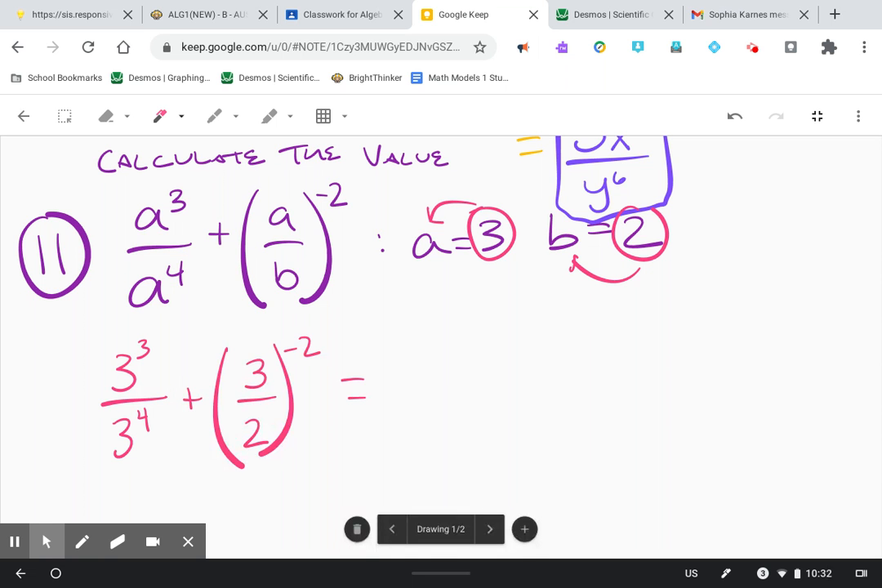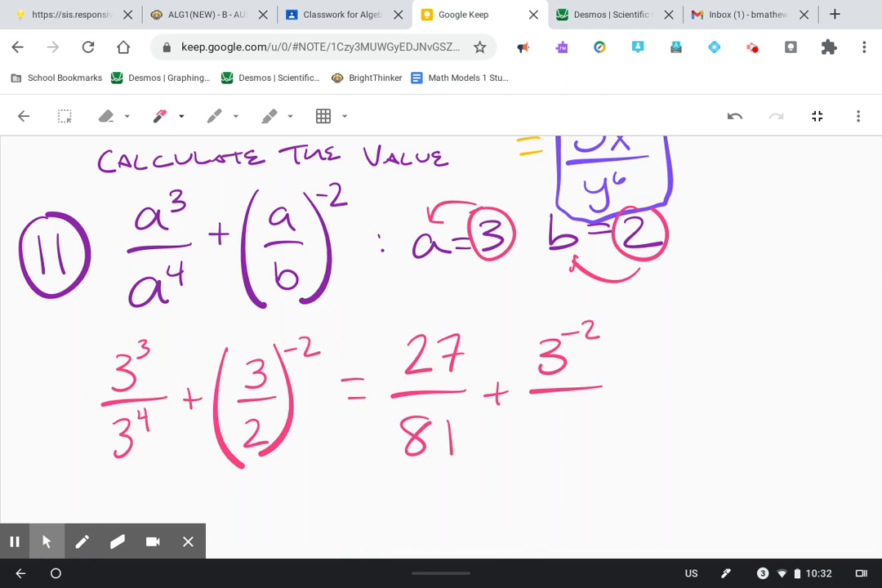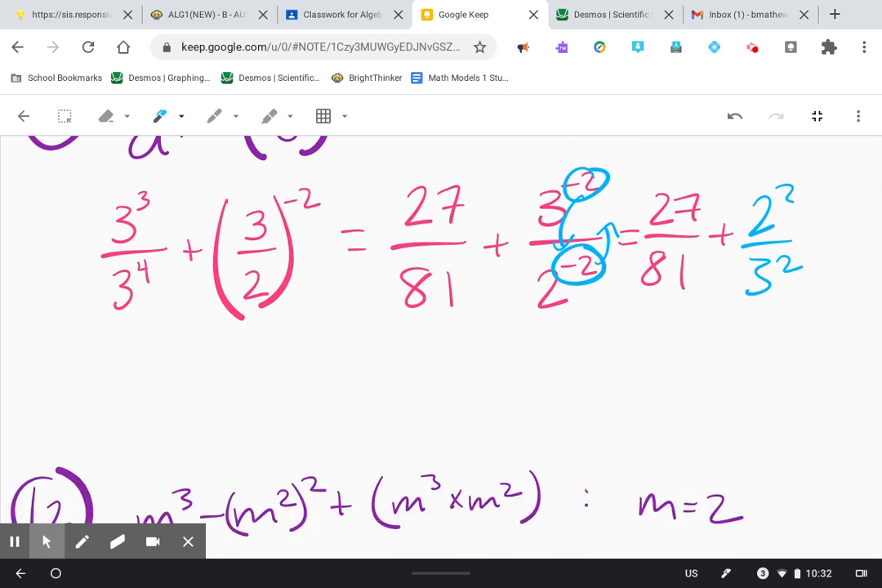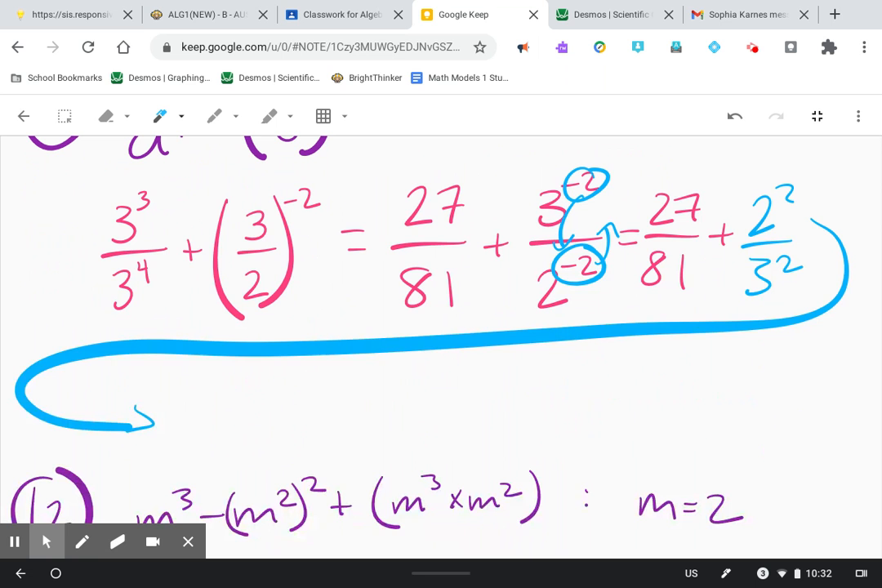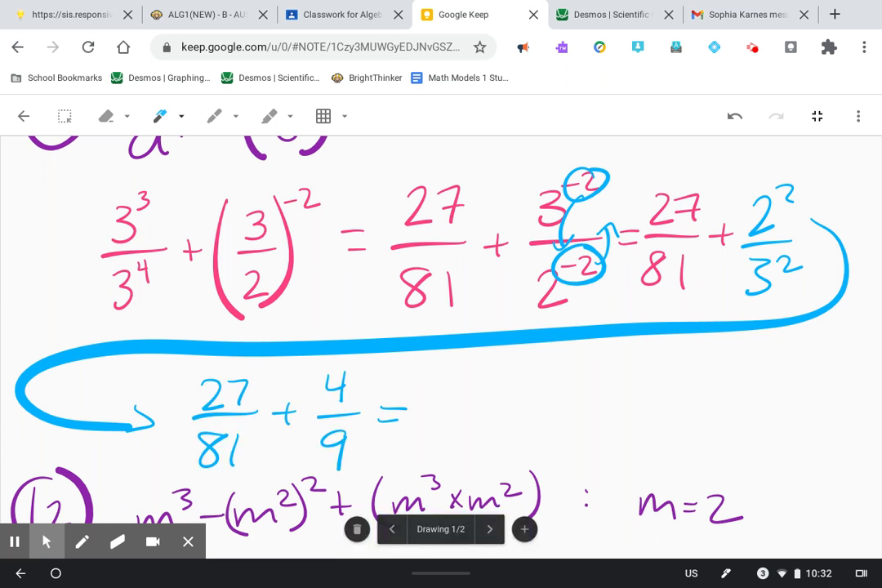So we're going to start working this stuff out. 3 to the third is 27. 3 to the fourth is 81. 3 over 2 to the negative 2. Well, that means it's going to be 3 to the negative 2 and 2 to the negative 2. So 27 and 81 are going to stay there. Because these are negative exponents, they need to switch sides. So we get 2 squared and 3 squared. I'm going to bring that around here. So we have 27 over 81 plus 4 over 9. And so then we're going to work that out. 27 over 81.